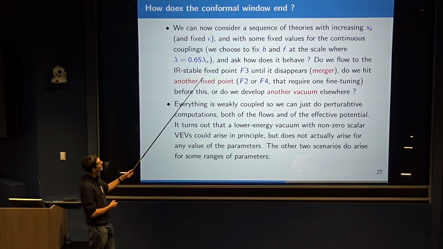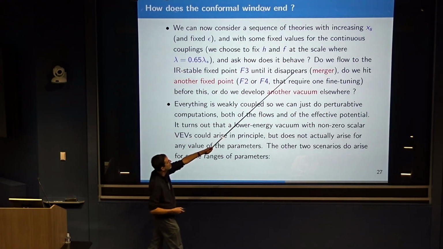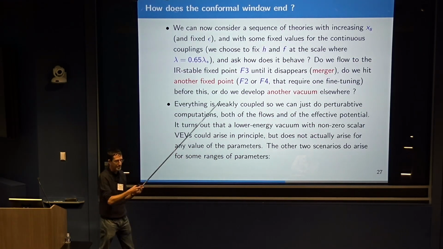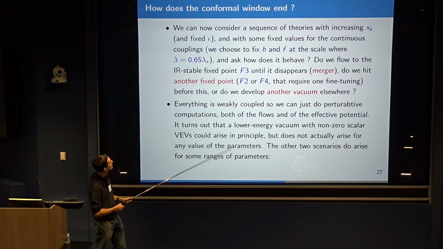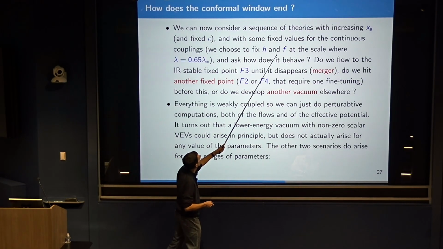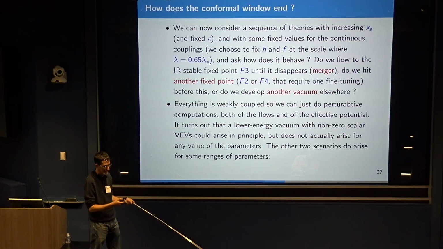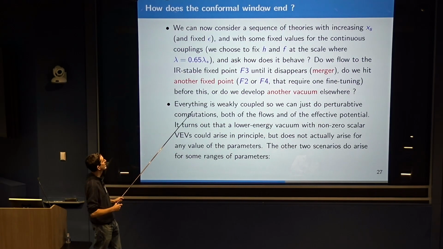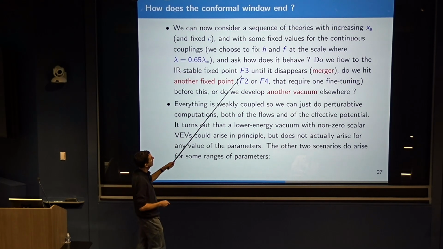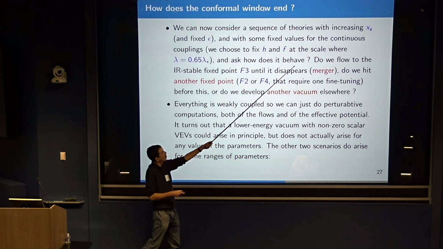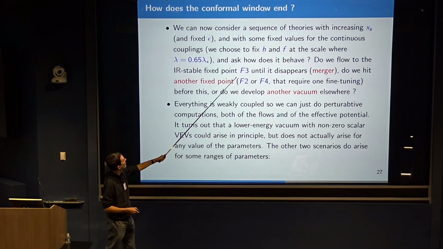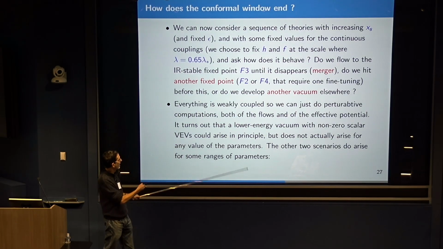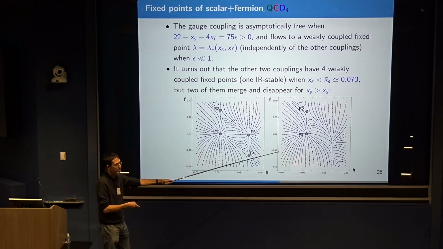So we can now consider a sequence of theories where we gradually increase the number of scalars and also decrease the number of fermions so that we stay, say, at the same distance from the asymptotic freedom point. And then we choose some specific values of these phi to the fourth couplings in the UV, or more precisely of the RG invariant combinations of these phi to the fourth couplings and the gauge coupling. And then we'd like to ask, as we increase this parameter XS, how do the RG flows behave? So one option is that we continue flowing to this infrared stable fixed point F3 all the way until that fixed point merges and disappears.